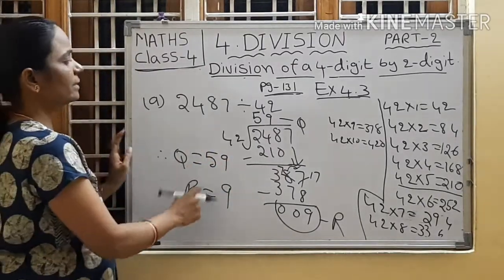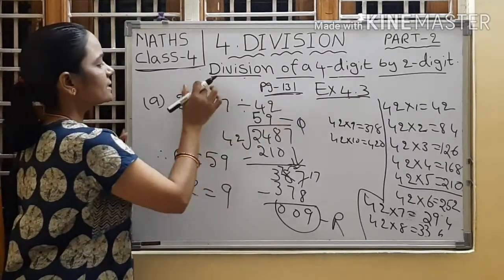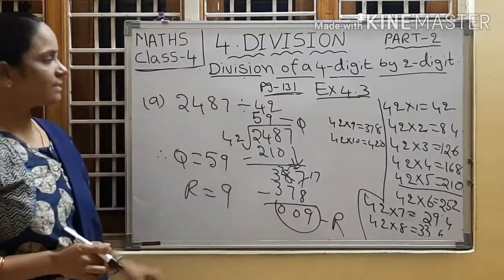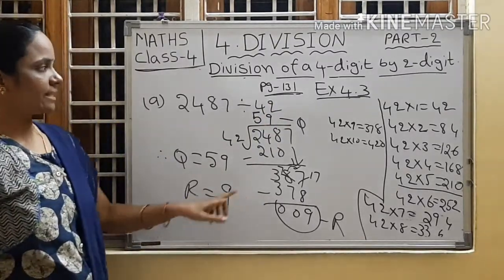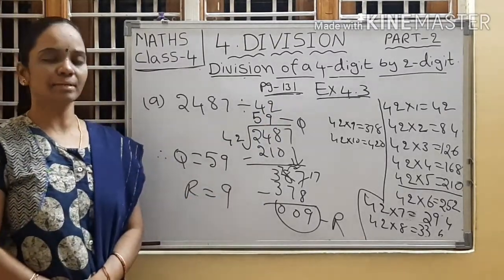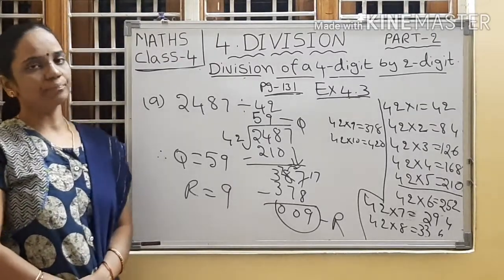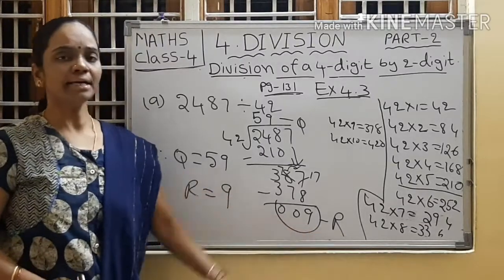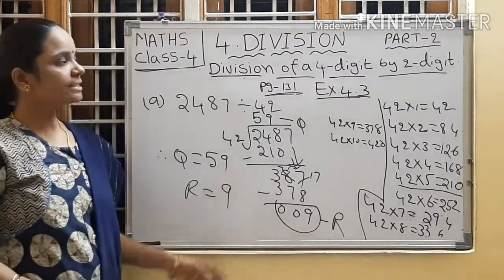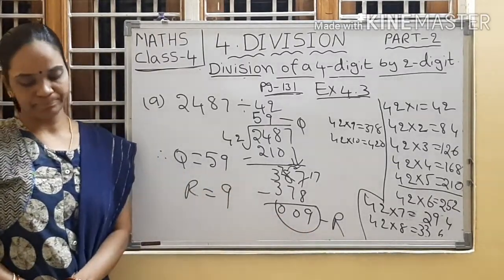Yes. Quotient, remainder. This is divisor. This is a dividend. Bigger number is a dividend. Smaller number is the divisor. Quotient is 59. The answer in the division is called quotient. The leftover number is called remainder. These are the terms. Note it down children.